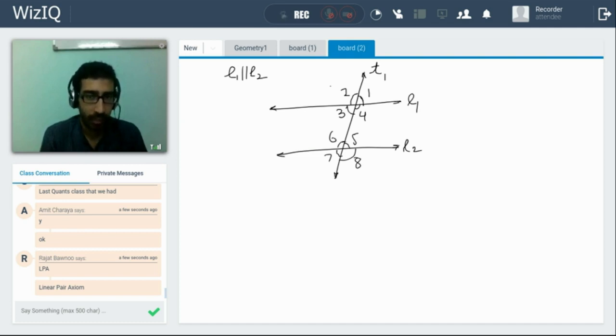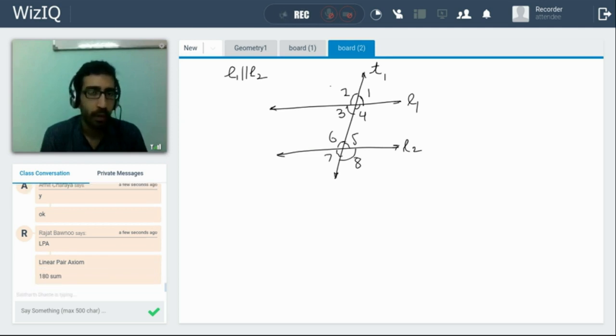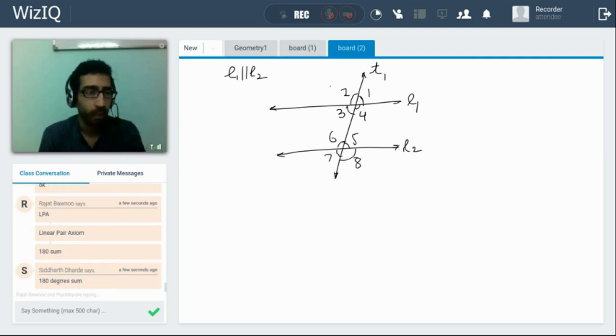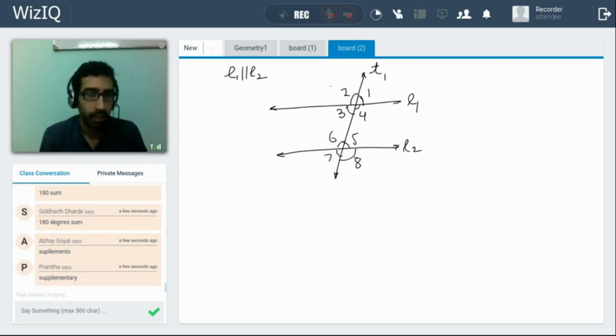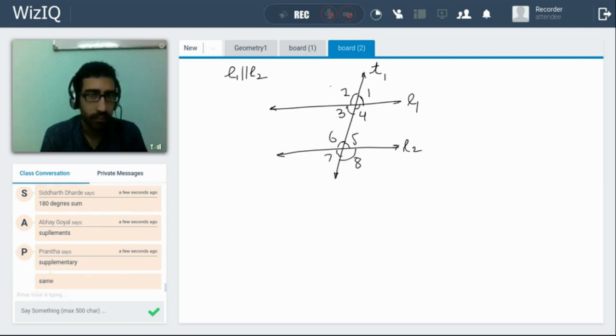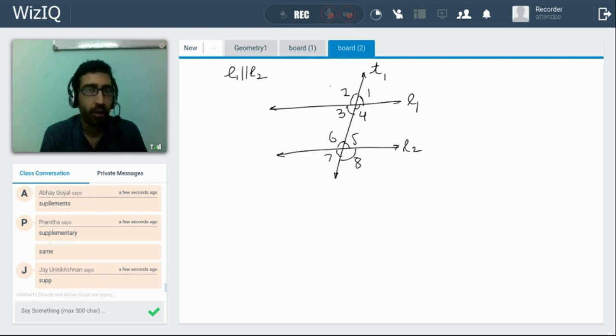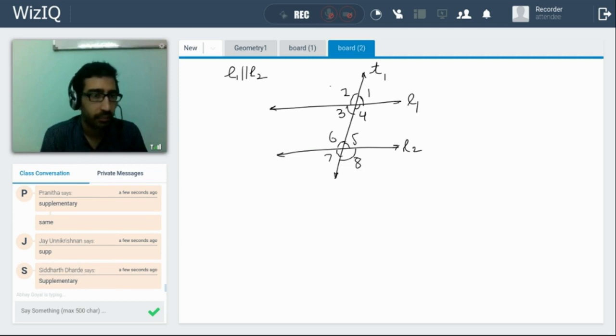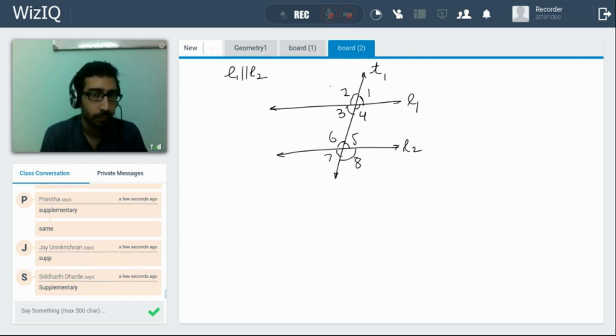What can you tell me about angle 1 and angle 2? So I've designated all the 8 angles formed here as angle 1, 2, 3, 4, 5, 6, 7, 8. What can you tell me about angle 1 and 2? Without a shadow of doubt, they are supplementary. They are on a straight line. Supplementary, absolutely. 1 and 2 are supplementary angles. What can you tell me about 2 and 3? Again, on the straight line, supplementary again. 3 and 4, 4 and 1 are all supplementary. 5 and 6, 6 and 7, 7 and 8, 8 and 5 all supplementary. What can you tell me about angle 1 and angle 3?